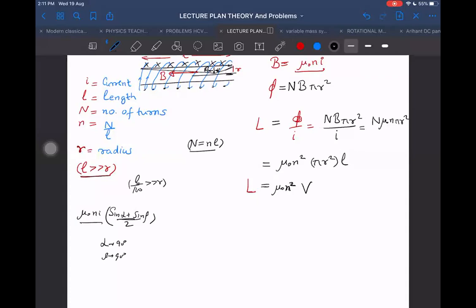So the larger L is as compared to small r, the more correct our approximation will be. It will be closer to the true value. Anyway, we are assuming that kind of solenoid only. So for that kind of solenoid, inductance is as derived.